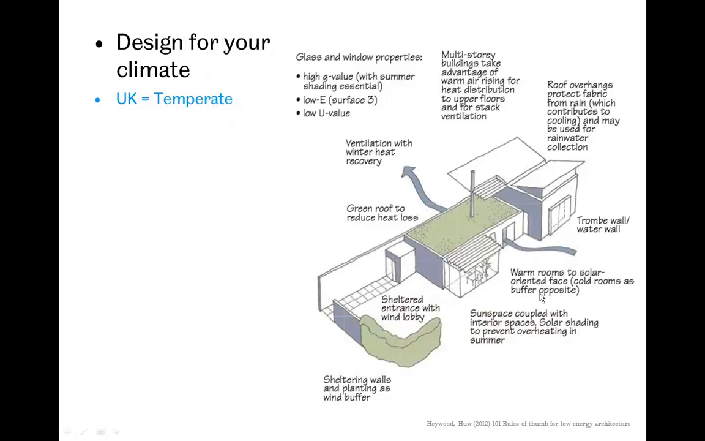Warm rooms to the solar oriented face, so you can have solar spaces that will gather heat, potentially. Roof overhangs protect the fabric from the rain. We do get a lot of rain in the northern temperate zones, not so much in the UK, but more in Germany, Switzerland, Austria. The typical buildings will use very large roofs which overhang to protect the building from the rain, stop the building getting wet. Because if the walls of your building get soaked wet by the rain, that cools your building down due to evaporation.